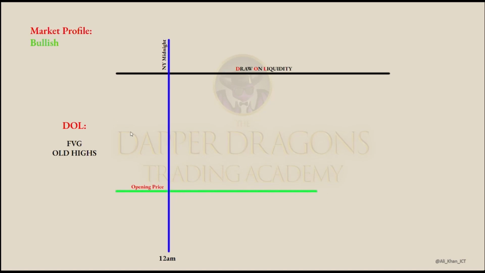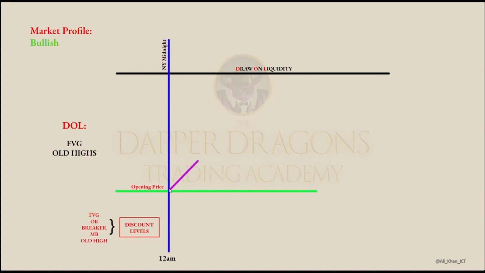Now, if we are in an underlyingly bullish market, we want to ideally buy below the opening price. So we use the opening price as a filter. We're looking and hunting discount levels below the opening price. So price has already moved up to the 12 AM New York candle. And these discount levels can be a fair value gap, order block, breaker, mitigation block, or an old high.